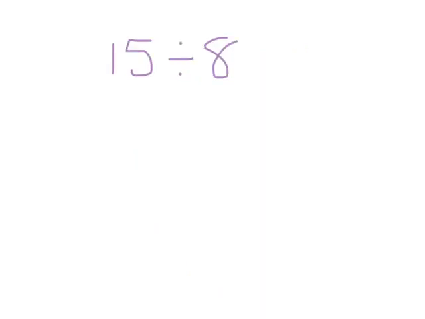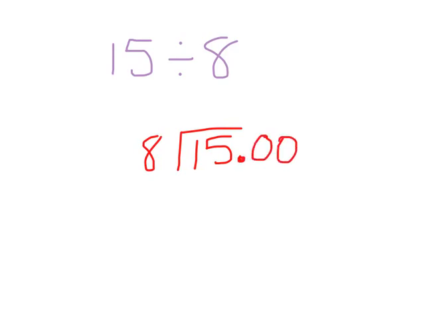Sometimes 2 zeros won't be enough, and if that's the case, that's alright, because remember, when I add zeros at the end of a decimal, it doesn't change the value of my decimal. Let's do 15 divided by 8. Well, the first thing I'm going to do is add a decimal point and 2 zeros. Before I start dividing, what do I need to do? I need to bring the decimal point straight up.